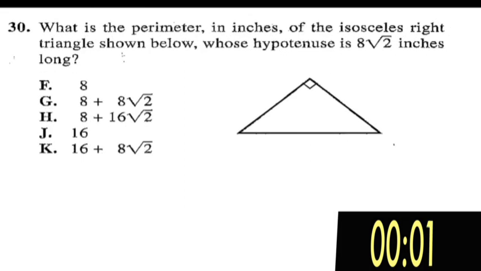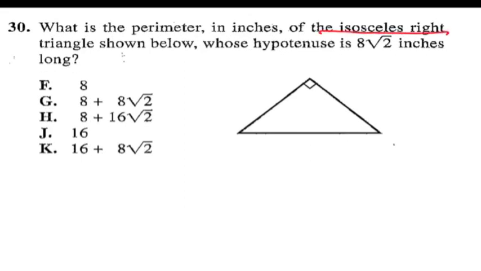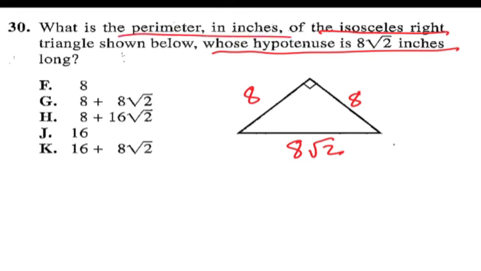Number 30, what is the perimeter in inches of the isosceles right triangle shown below, whose hypotenuse is 8 square roots of 2? If that's 8 square roots of 2, remember that tells us that this one has to be 8 and this is 8. And they've asked us for the perimeter, so we add these together and we get 16 plus 8 square roots of 2. And that should be K for number 30.